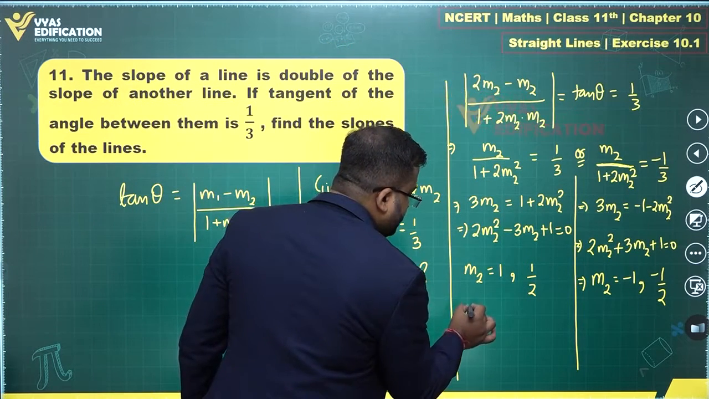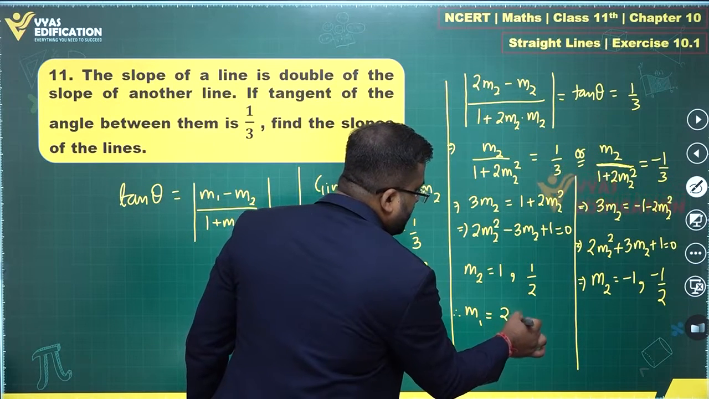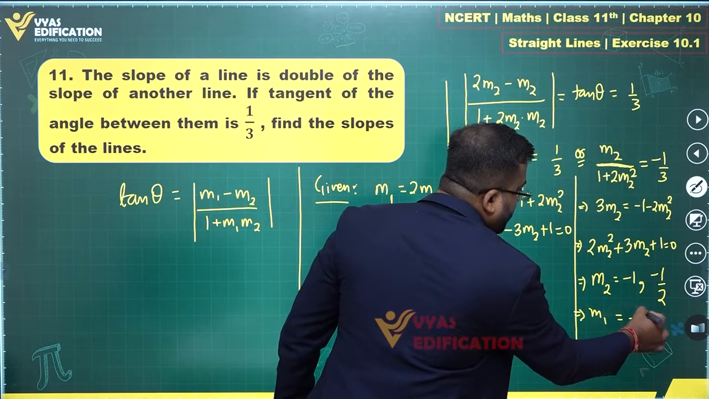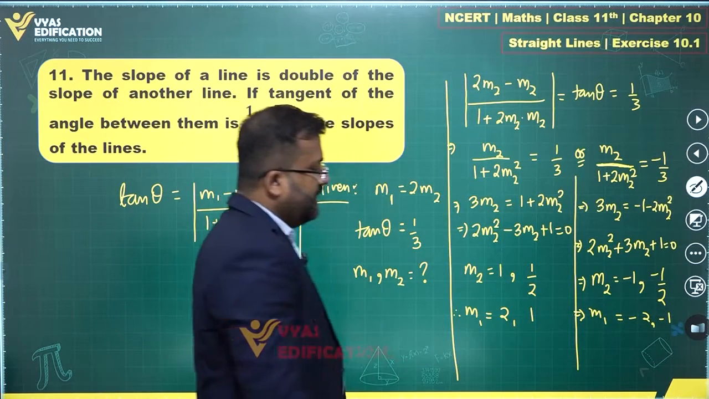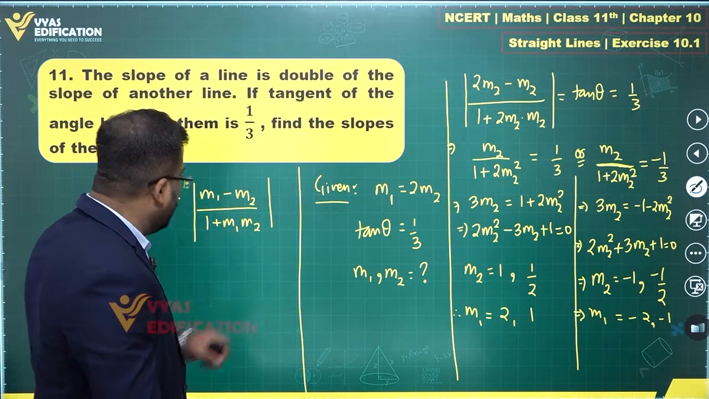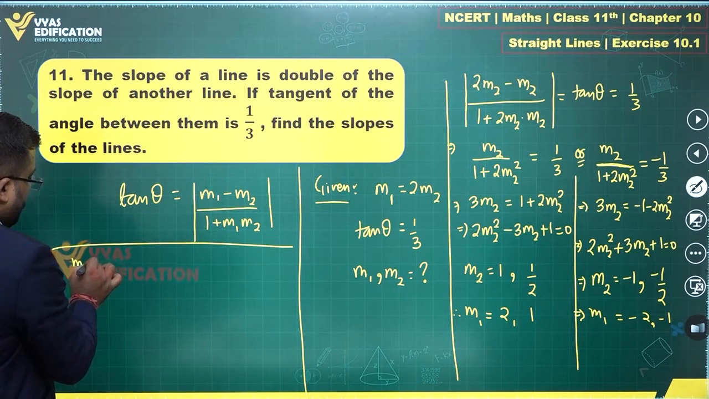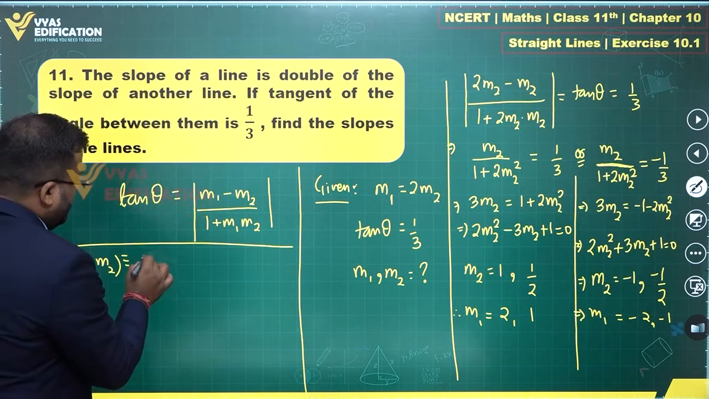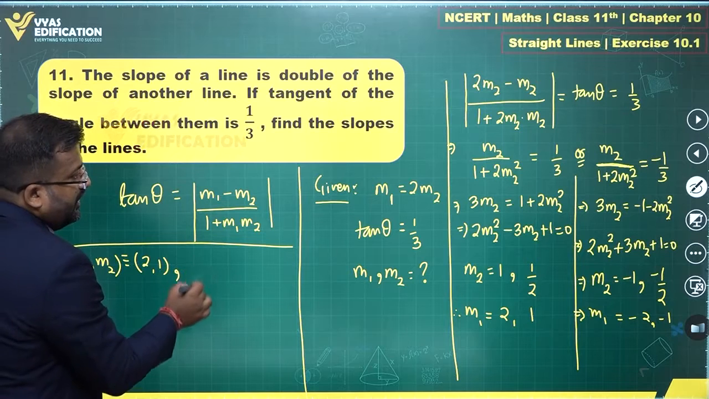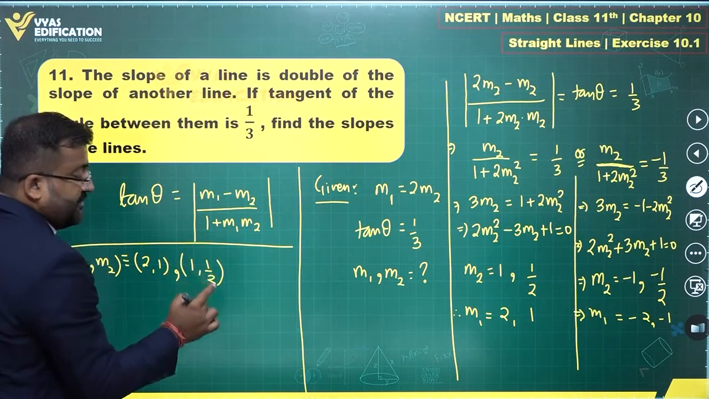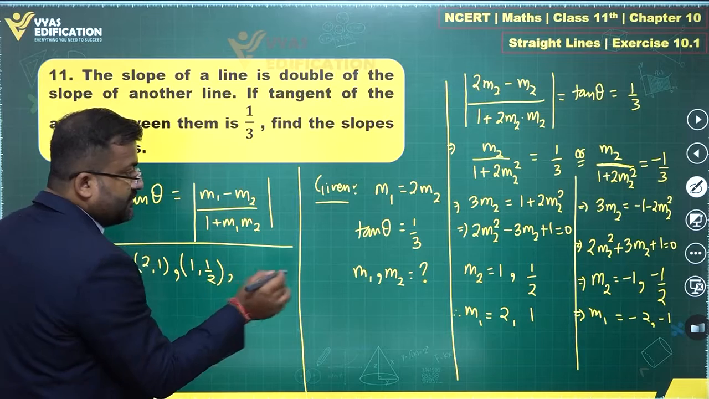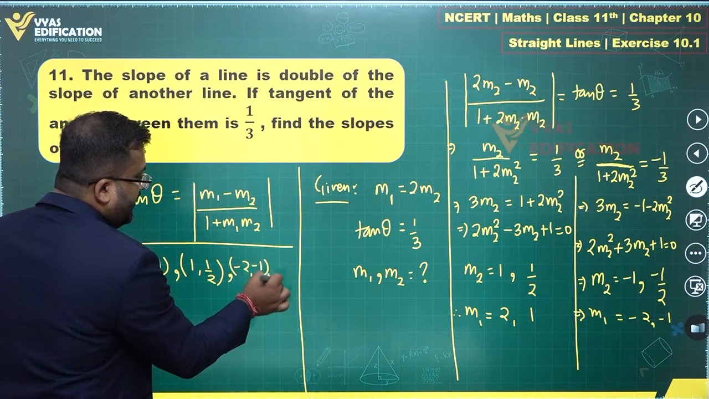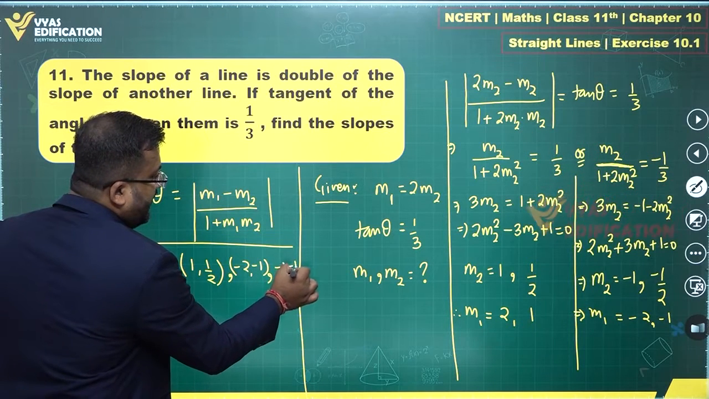Therefore, m1 is equal to 2, 1, or here also m1 will be equal to minus 2, minus 1. So the pair of values for m1 and m2, m1 comma m2, will be equal to 2 comma 1, or 1 comma 1 by 2. These are the possibilities, but we'll have to check whether all of these possibilities are correct or not. Let's check. This is minus 2 comma minus 1, and then you have minus 1 comma minus 1 by 2.